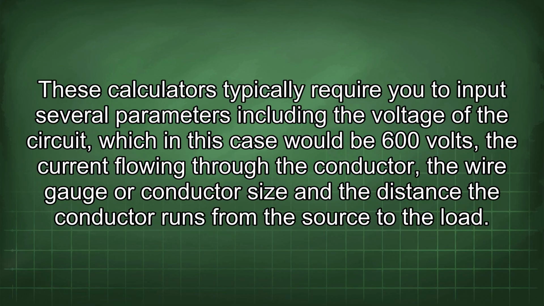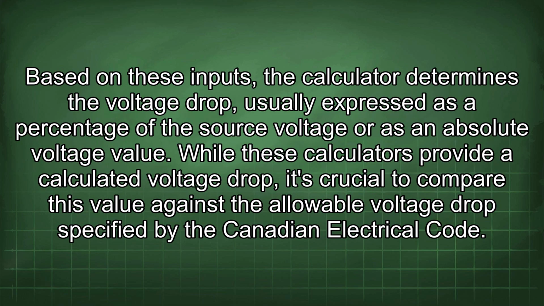These calculators typically require you to input several parameters including the voltage of the circuit, which in this case would be 600 volts, the current flowing through the conductor, the wire gauge or conductor size, and the distance the conductor runs from the source to the load. Based on these inputs, the calculator determines the voltage drop, usually expressed as a percentage of the source voltage or as an absolute voltage value.